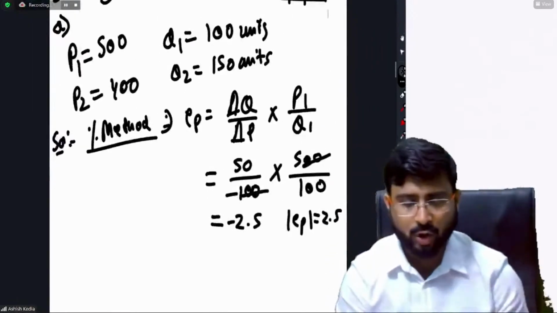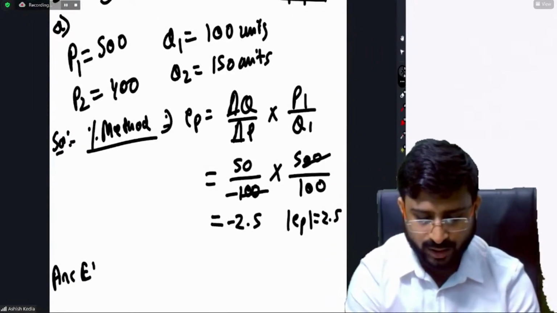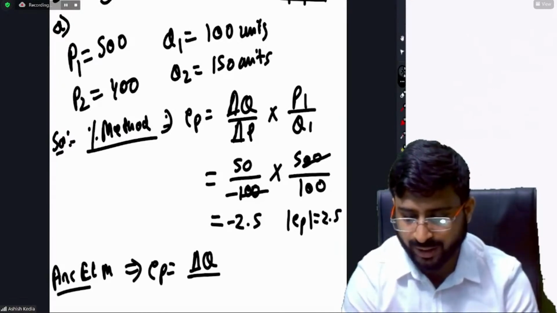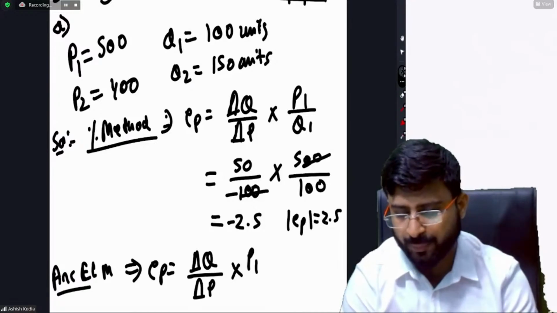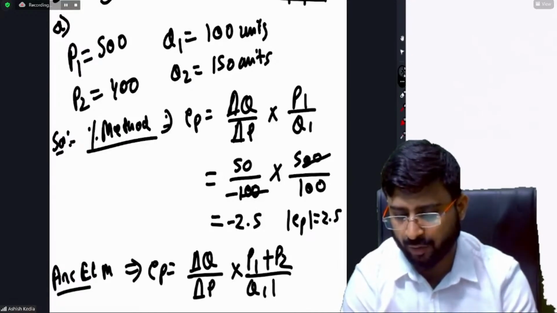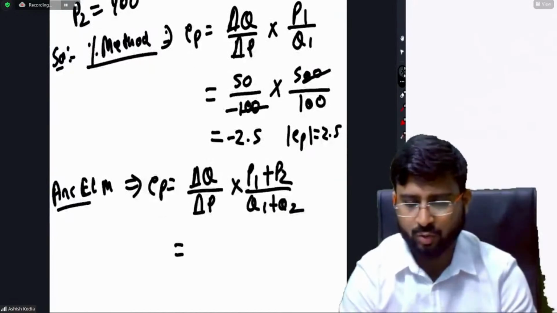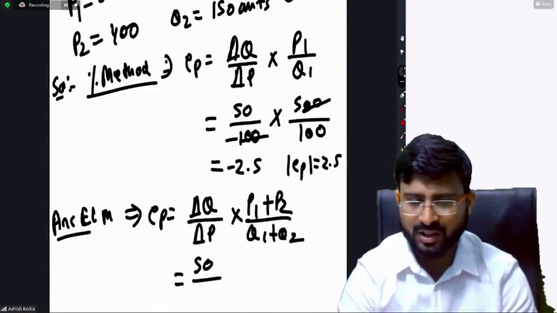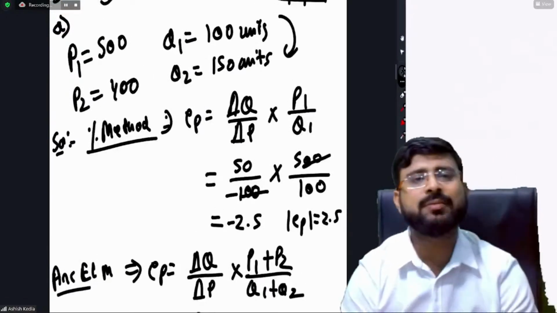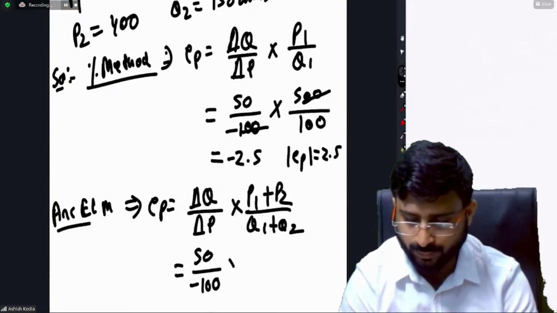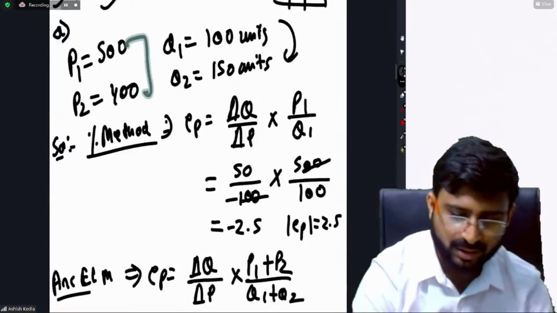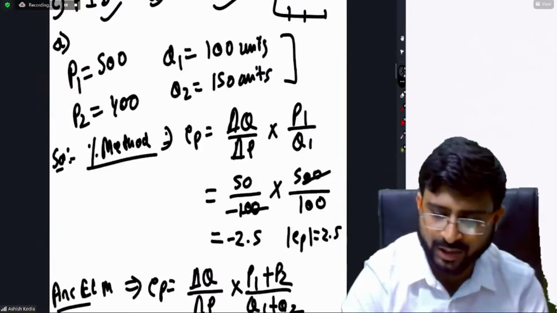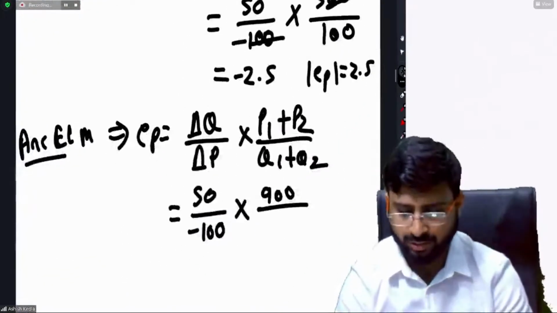Right? Now let's talk of arc elasticity method. Simple. Here elasticity equals change in quantity by change in price into not just the original price, rather the sum of prices by sum of quantity. So change in quantity is how much? It increased by 50. Change in price is how much? It has fallen by 100. Into sum of prices, which is 900, by sum of quantity, which was 250.